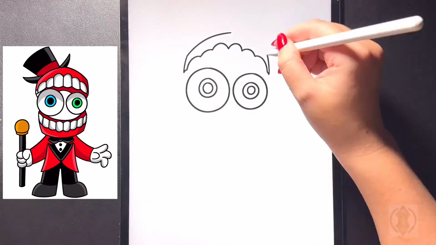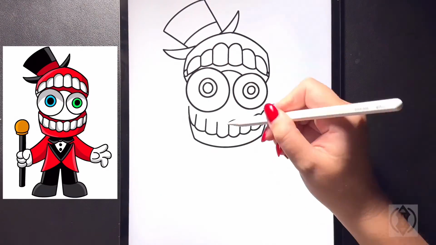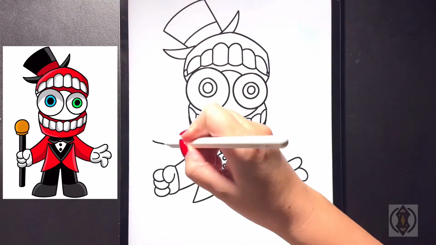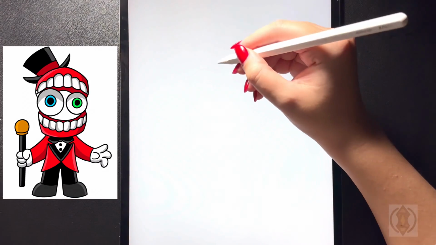Hey art friends, welcome to today's how-to. Today we'll be learning how to draw Caine from the Amazing Digital Circus. So first let's get started by drawing in our left eye.